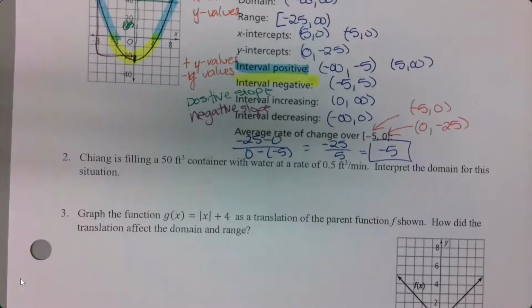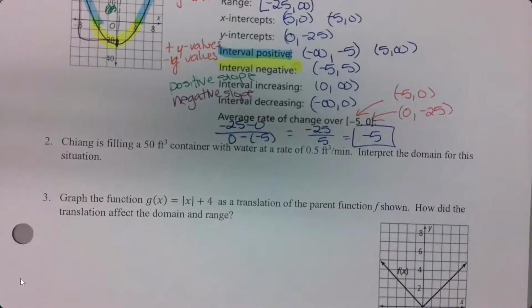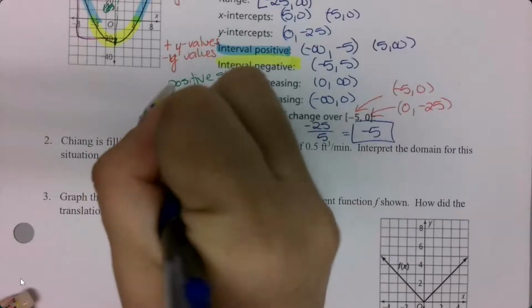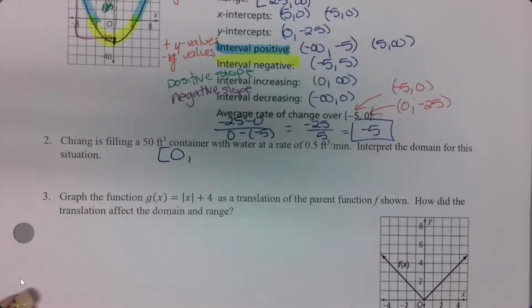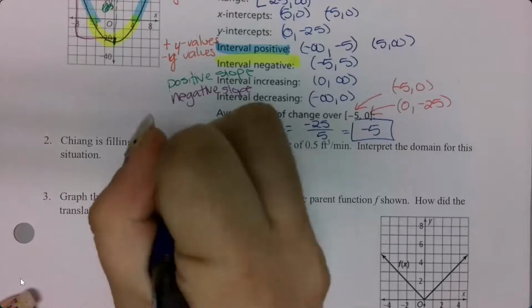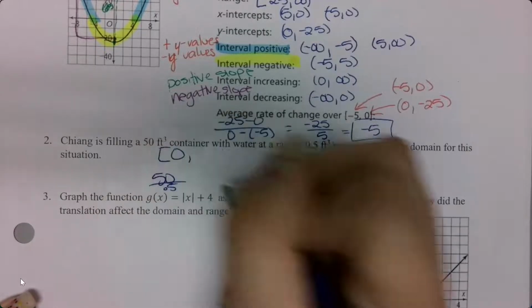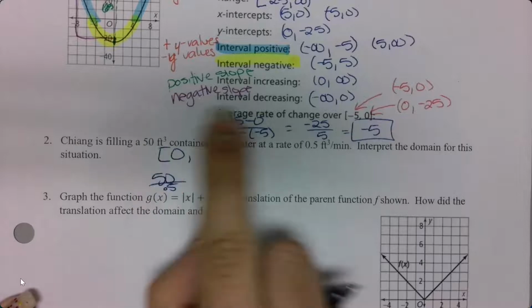My next question says he is trying to fill a container with 50 cubic feet with water at 0.05 cubic feet per minute. Interpret the domain. So you can start the container and there will be nothing in it. So that's going to be 0. And then I need to figure out how long until the container is filled. So I'm going to do 50 divided by 0.5. I took how much he had and divided by my rate.